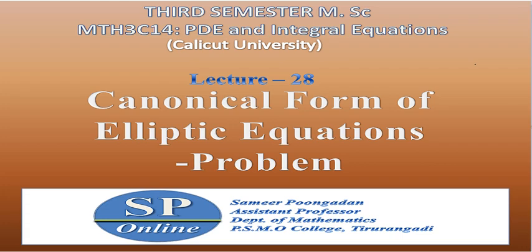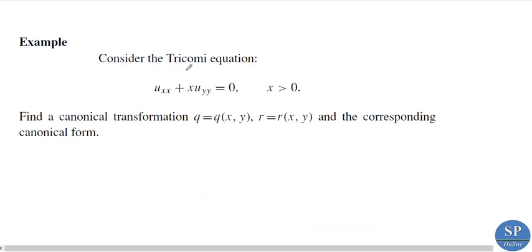In the last lecture, we discussed the canonical form of elliptic equations. In this lecture, we will discuss a problem on canonical form of elliptic equations. Consider the Tricomi equation u_xx plus x into u_yy equals 0 for x greater than 0. Find a canonical transformation q equal to q of x,y, r equal to r of x,y, and the corresponding canonical form. That means we have to convert this Tricomi equation when x is greater than 0 to its canonical form.